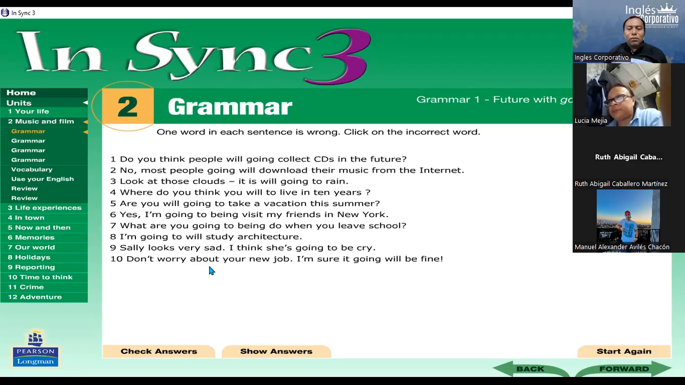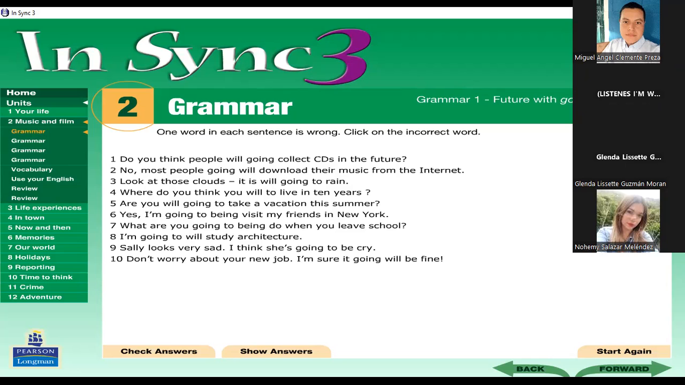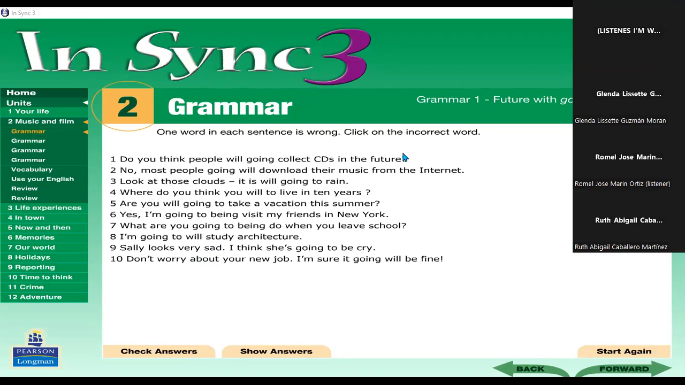Number eight, who can help me with the number eight? Glenda, are you available? Okay, Mario, just listen, okay? It's okay, Noemi, can you help me with the number nine. The number eight, I'm going to will study architecture. The number nine, Noemi? Sally looks very sad. I think she's going to cry. It's going to be cry, okay? And the number 10. Can you help me, Miguel, the number 10? Okay, don't worry about your new job. I'm sure it's going will be fine.